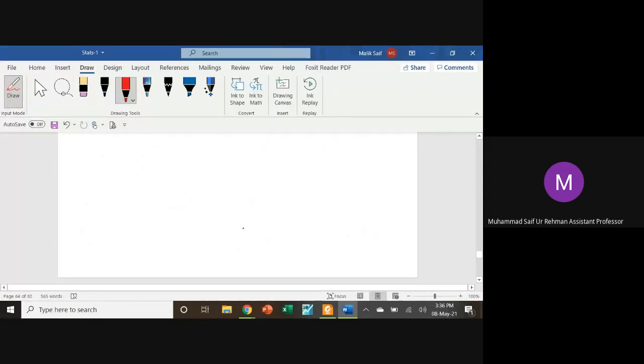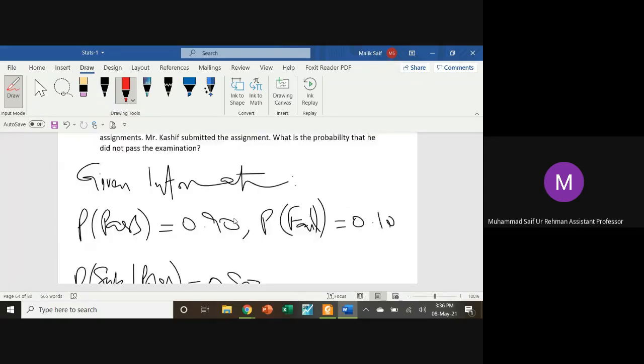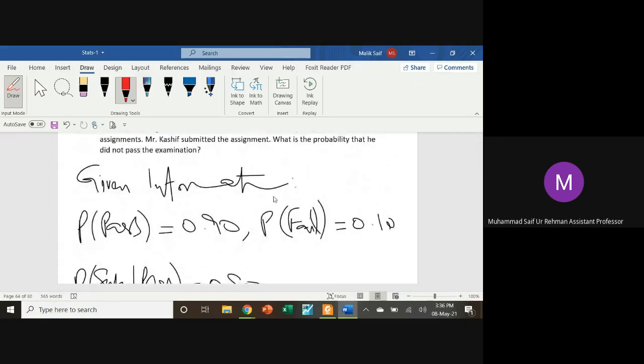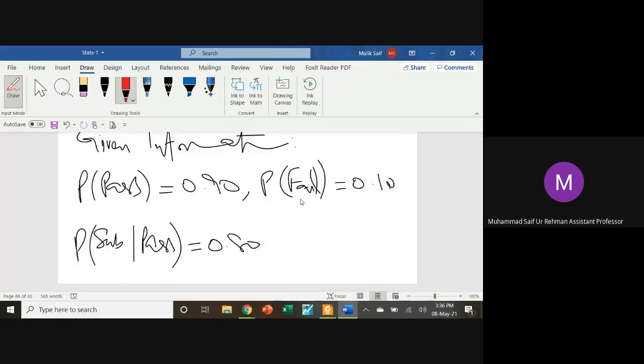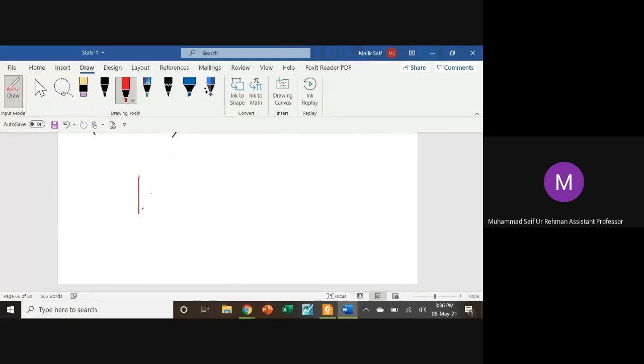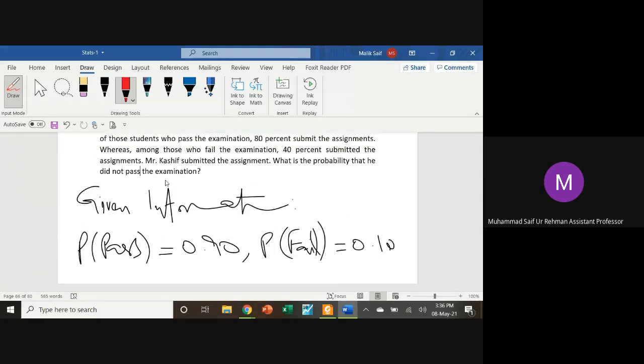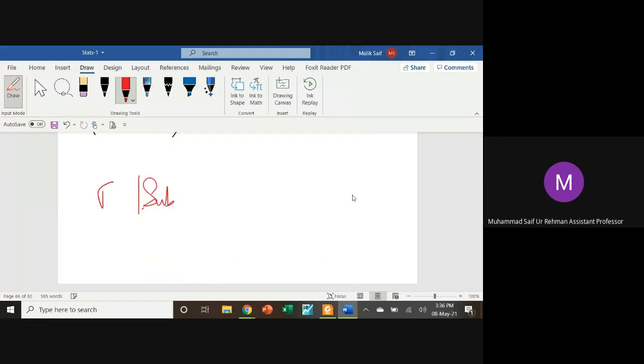Where is that question? Yes, this question. Okay, so now let us write down the problem. What is the probability that he did not pass the examination, and what is given? He submitted the assignment. This is given. So write down submitted assignment. And the required probability is that he did not pass the examination, means he failed the examination. Submitted but fail. This is the required probability.